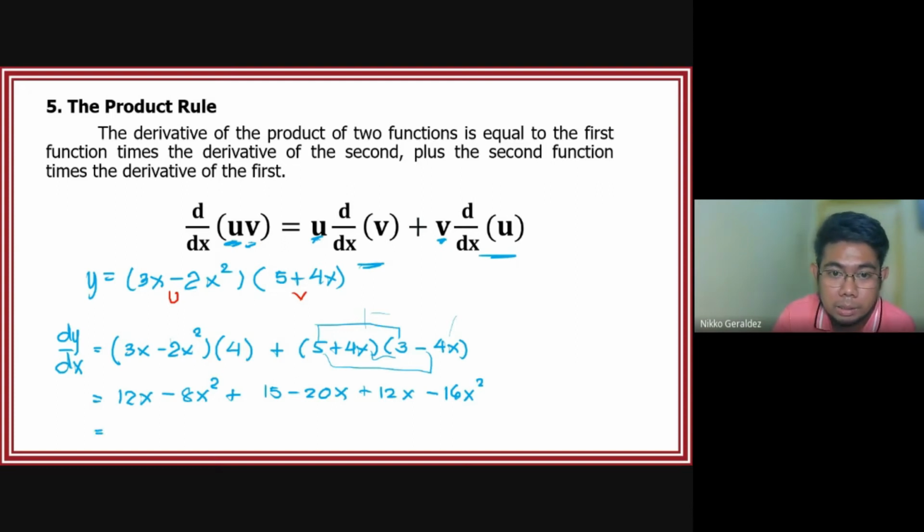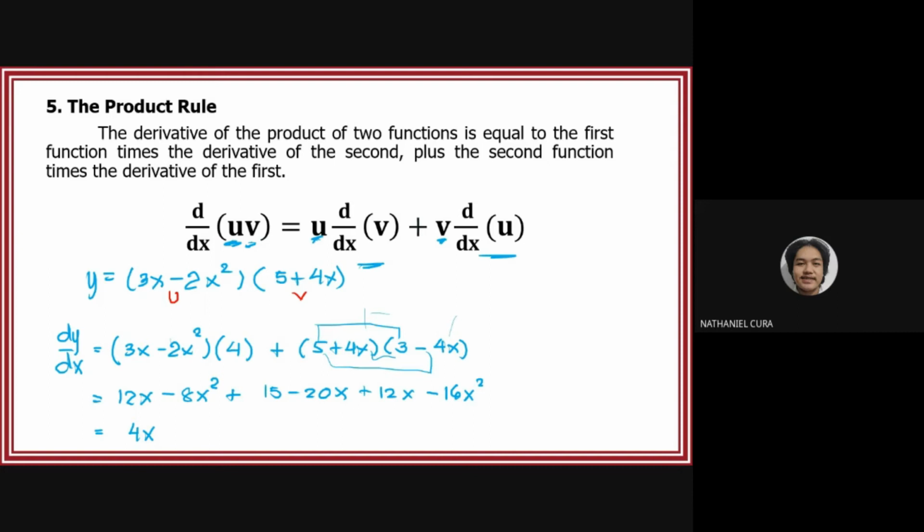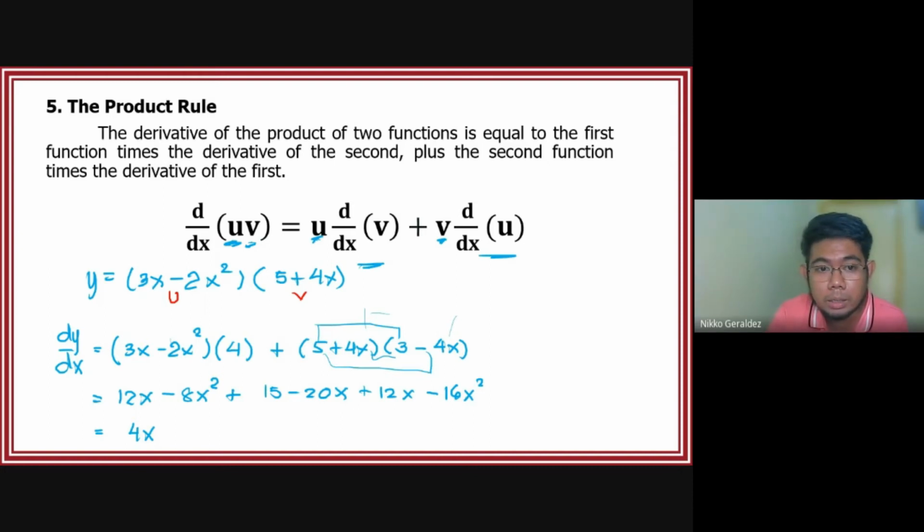So 12x plus 12x, 24x minus 20x, ilan? 4x. Then, negative 8x squared minus 16x squared, negative 24x squared. Then last, plus 15.